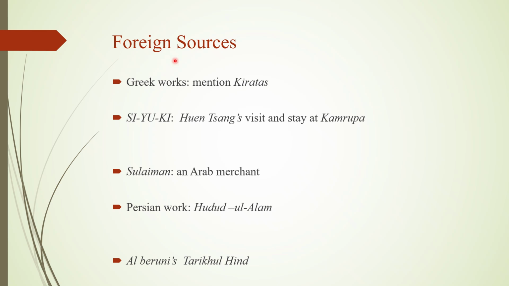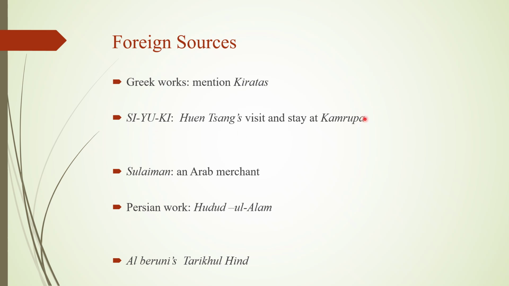Now let us see briefly about the foreign sources. So Greek works mention Kirata people. Okay, in the next chapters we will come to know who the Kiratas were. They are the original inhabitants of the Kamrup Rajyotish region. And Si-Yu-Ki, written by the Chinese pilgrim traveler Huan Tsang, who visited India, and during his visit he also visited Kamrupa, and he mentions Kamrupa. Okay, and the kind of gifts he got from King Bhaskara Varma at that time.